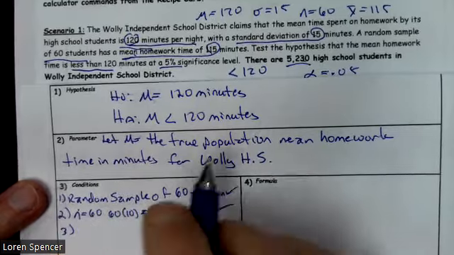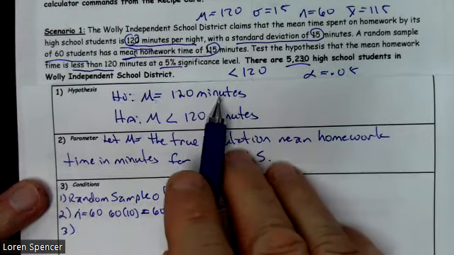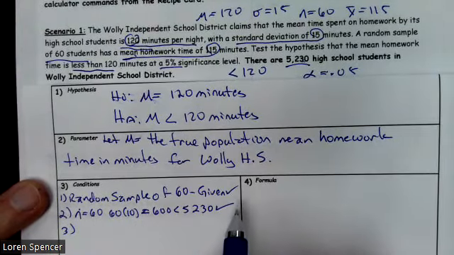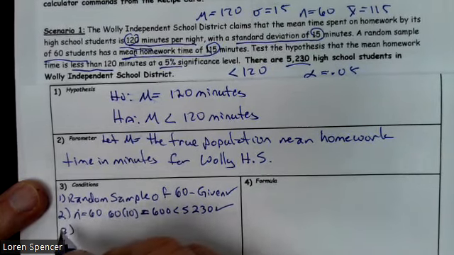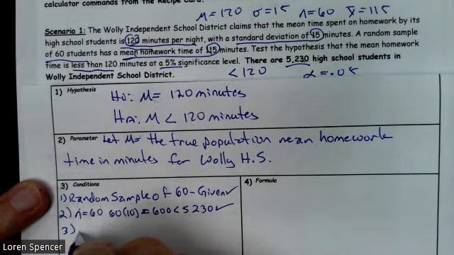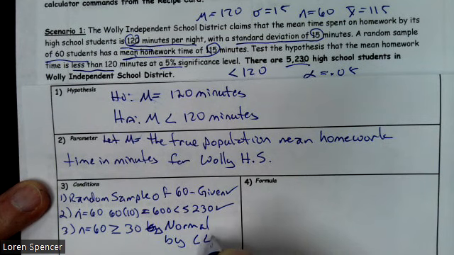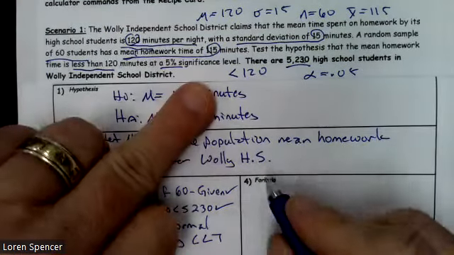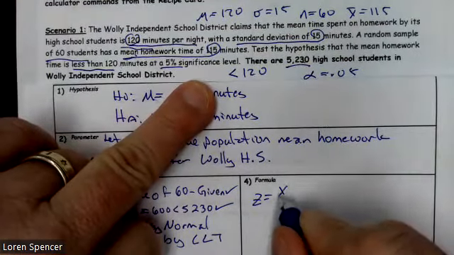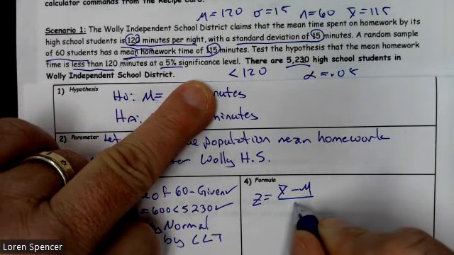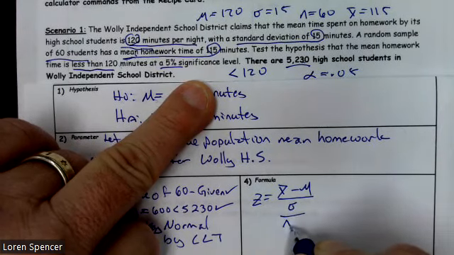Number three, normality. They didn't tell us whether homework time was normal or skewed, but n equals 60. That's greater than 30, so normal by central limit theorem. So normal by CLT. Our formula: Z equals X bar minus mu, over the standard deviation divided by the square root of n.